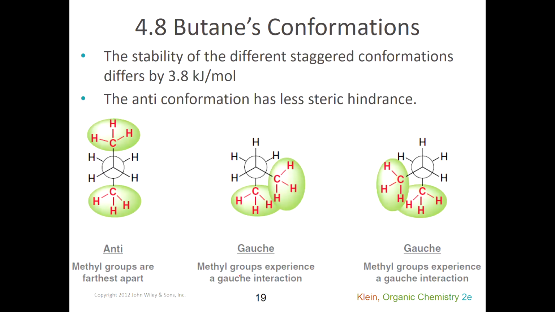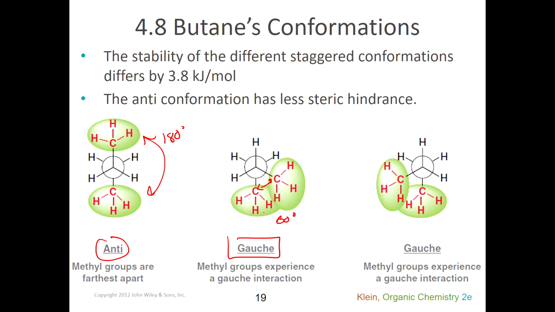And so here we're learning a couple new terms related to that. So all three of these structures are staggered. We said the anti is when my largest groups are 180 degree dihedral angle. There's a special term for groups that are staggered but at only 60 degree dihedral angle, and that term is gauche.